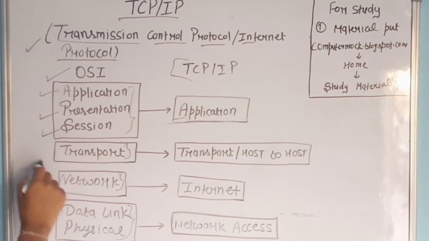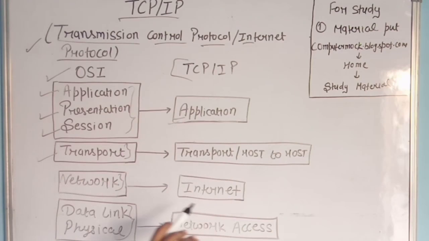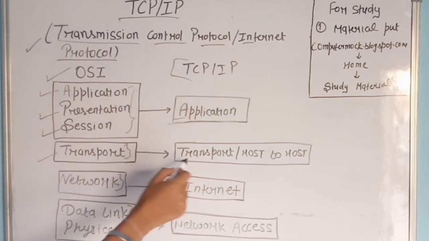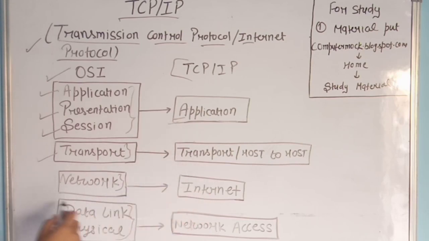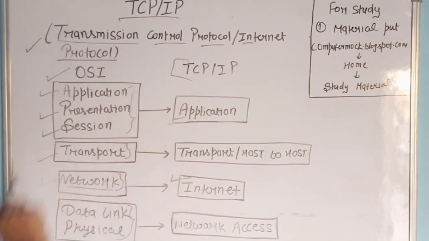Next is the transport layer. It is also called the host to host layer, but the name is the same in the TCP/IP model, transport layer. Next is the network layer. The network layer is called the internet layer in the TCP/IP model, and the data link layer and physical layer of the OSI model are combined to make the network access layer, which is the bottom layer of the TCP/IP model.